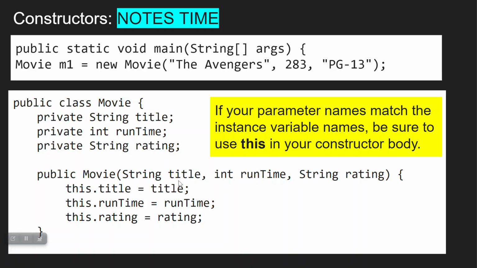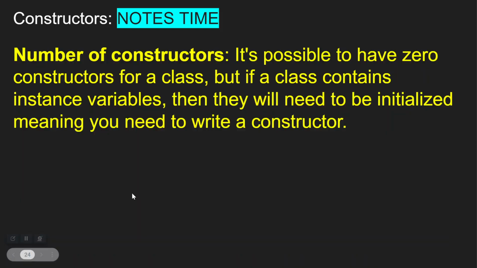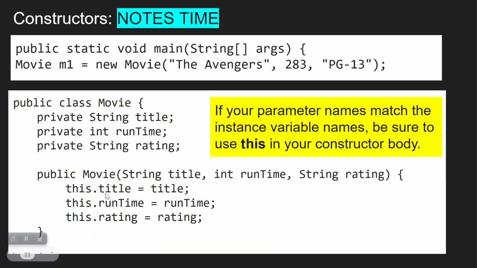So, obviously title matches title, so you would say this.title equals title. And remember, the keyword this tells Java I'm talking about the instance variable for this particular object. So this.title lets it know, okay, take this title and set it equal to this title. And then this.runtime says, all right, take the instance variable runtime and set it equal to the runtime that's being passed in. And then finally, this.rating equals rating says, all right, this.rating is up here.